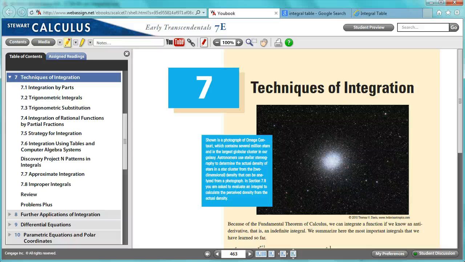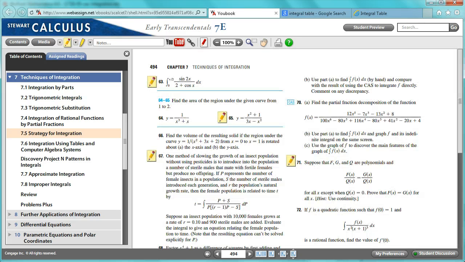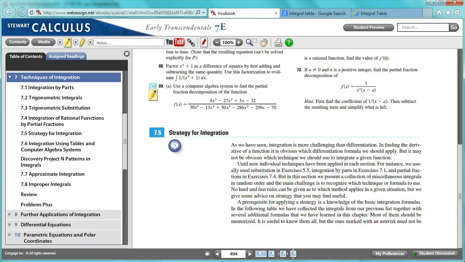In this video, we're going to cover section 7.5, Strategy for Integration, and a part of 7.6. Neither of them are very important, I have to say, so please sit back and just listen to what I'm talking about and spend your time doing exercises.